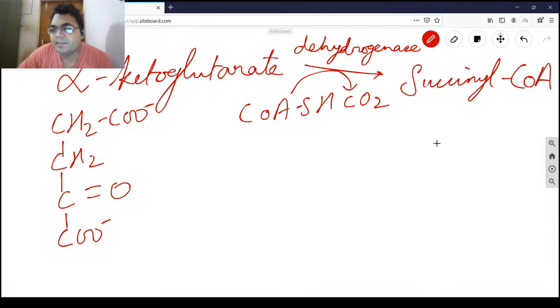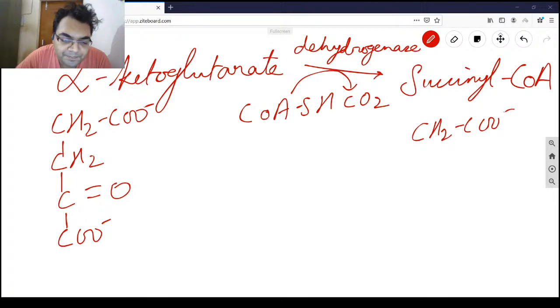Now, how will succinyl coenzyme A look structurally? It will look like this. Again, CH2, CO minus, then CH2.